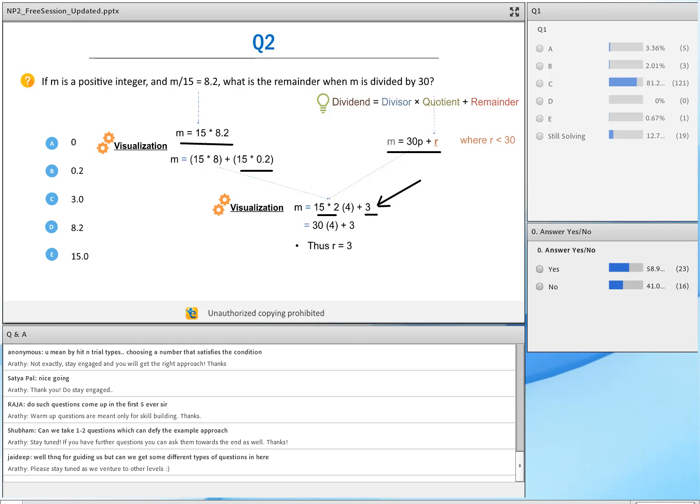So is it possible for the remainder to be decimal? No. No, Muskan. So let's go to the next question.